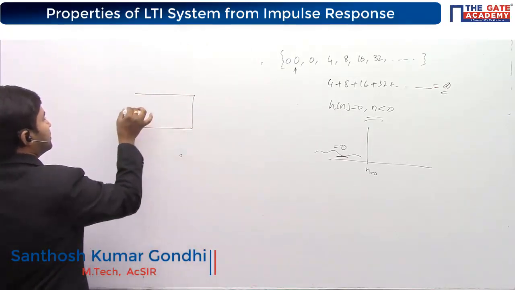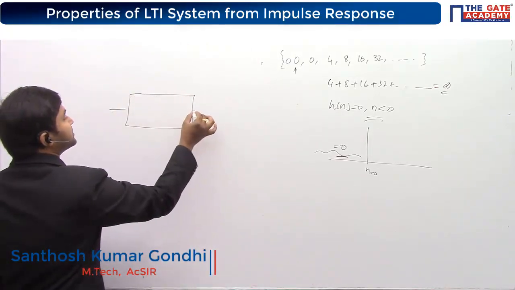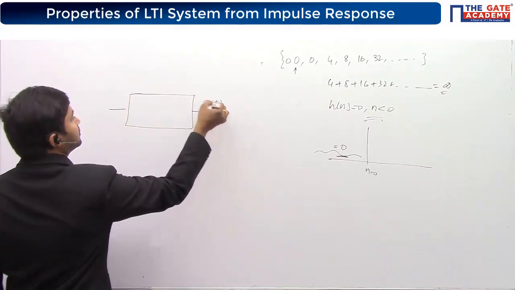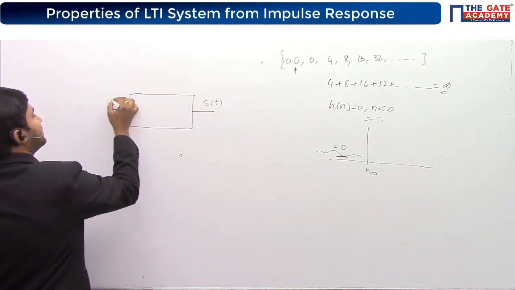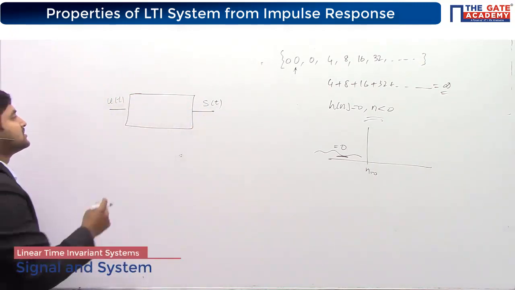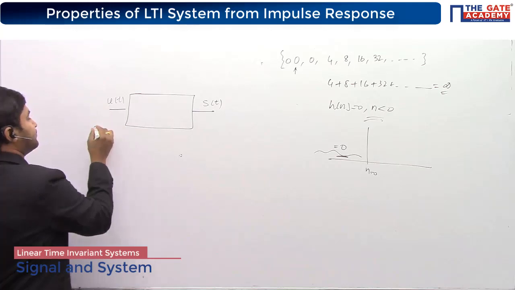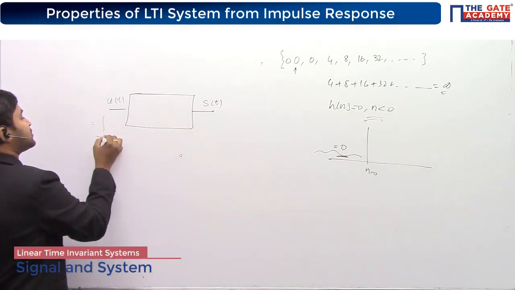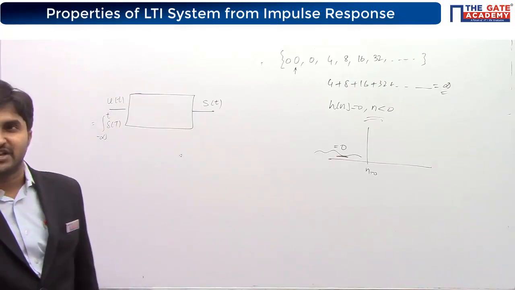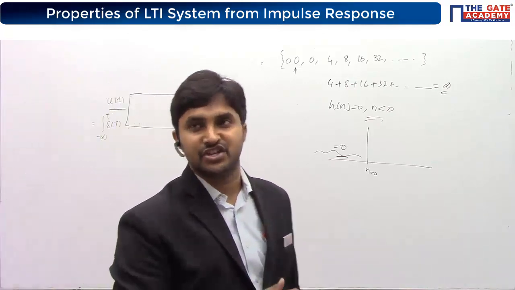There is a question about asking the step response once again. Please look into it if you are having any doubt. We are trying to find the relation between the step response and the impulse response, right? See, u of t is something that we can write as the integration of the del function, yes or no?